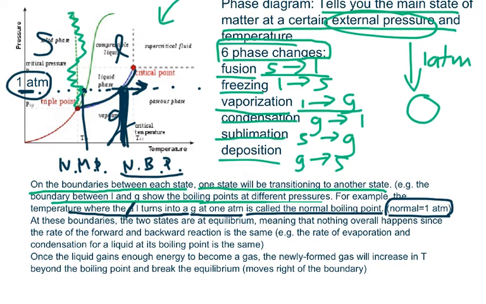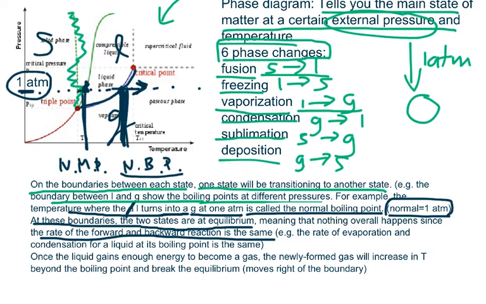So now let's try to figure out something else. What would be the normal melting point? Well, the normal melting point would be the temperature at which the solid turns into a liquid at 1 atm. So it would be over here on the green boundary, and if you go down, that temperature will be your normal melting point. Now, at these boundaries, the two states are at equilibrium, meaning that nothing happens overall, since the rate of the forward and backward reaction of the two states is the same.